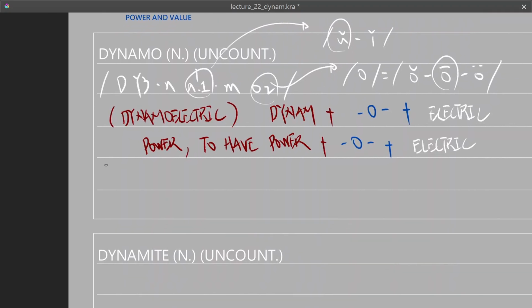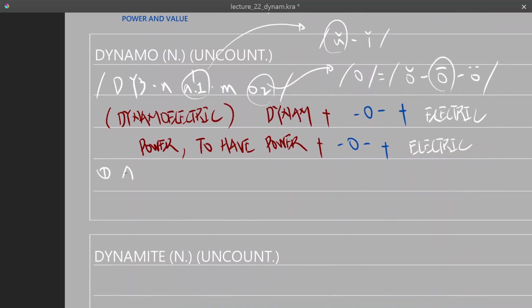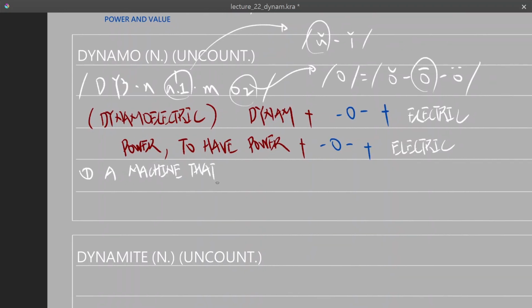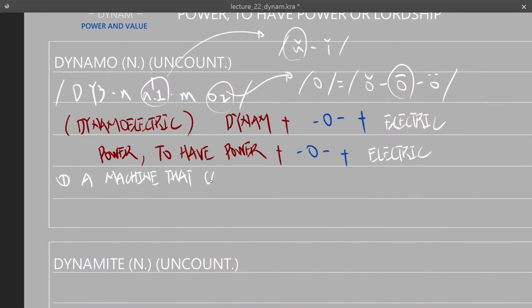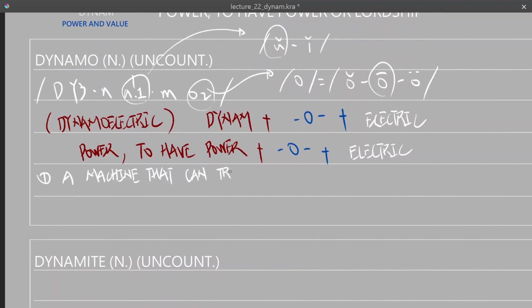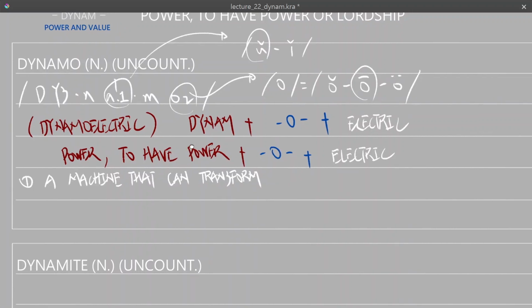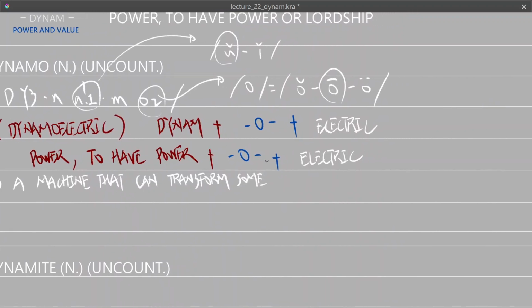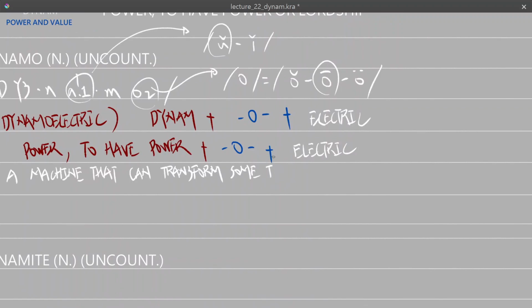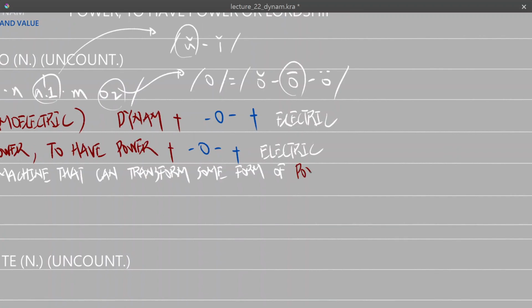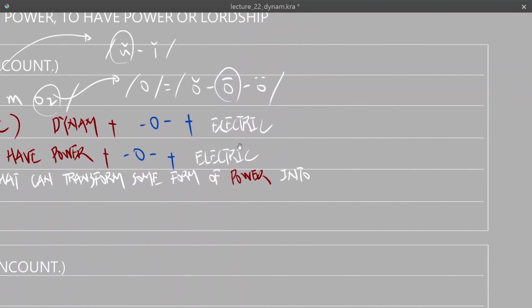So dynamo, we have two meanings. First one would be a machine, a machine that can transform some form of power into electricity.